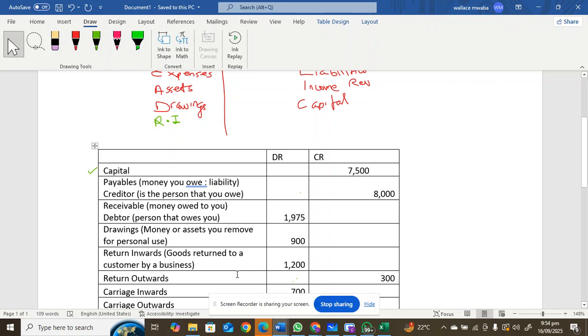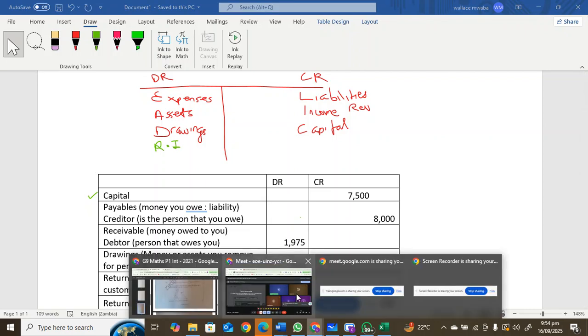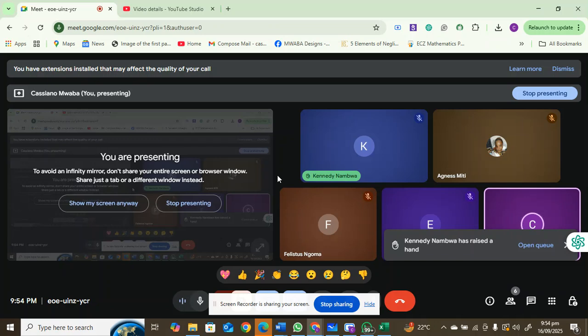Okay. Yeah, return outwards, it's when a business returns goods back to its suppliers. So what happens to your purchases expense if you return goods to your supplier? Let's say you sell cement and you've ordered 100 bags of cement at 100,000 kwacha. Then you find 30 bags of cement worth 30,000 kwacha are destroyed. So you return them back to, let's say, supplier Dangote. So now what will happen to that 100,000 expense you incurred? Is it going to increase or decrease?